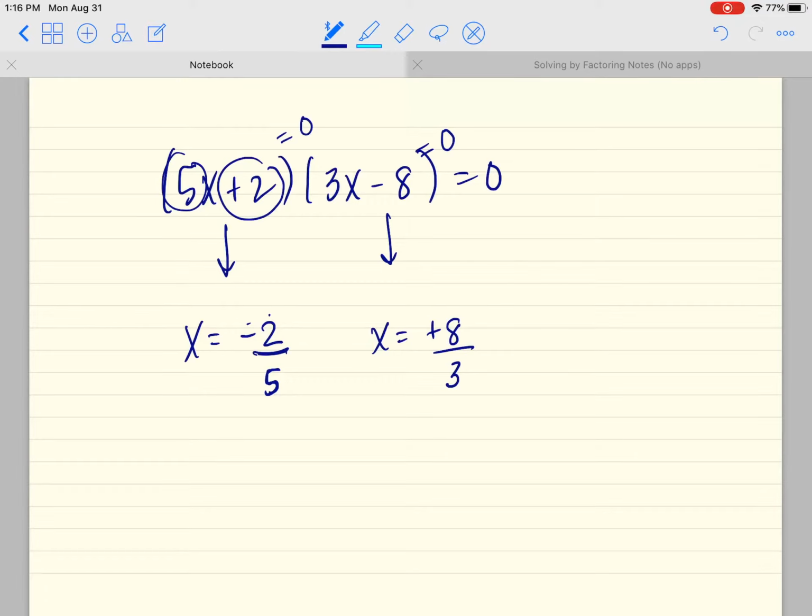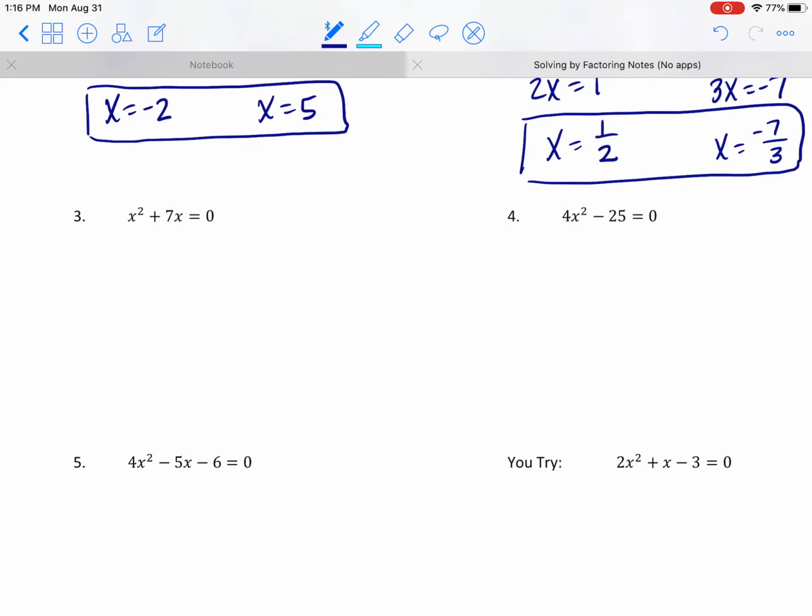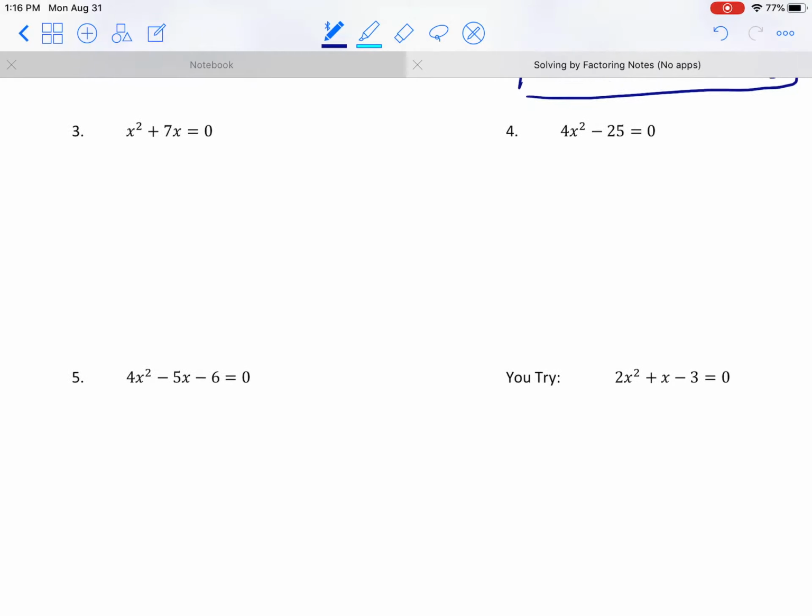Okay, so you can do that in your head if you feel comfortable with that. If not, feel free to do the work on paper. Alright, so now we have some that are not factored for us, so that's okay. So this is in order, equal to 0. Good, which means we're ready to factor.